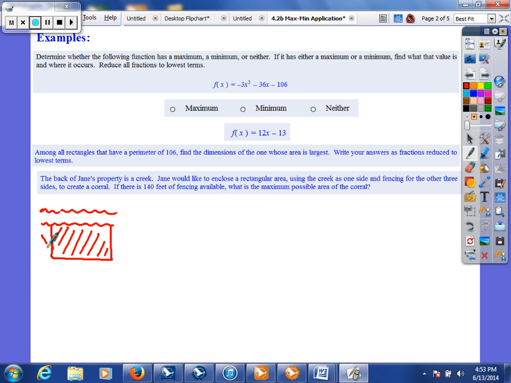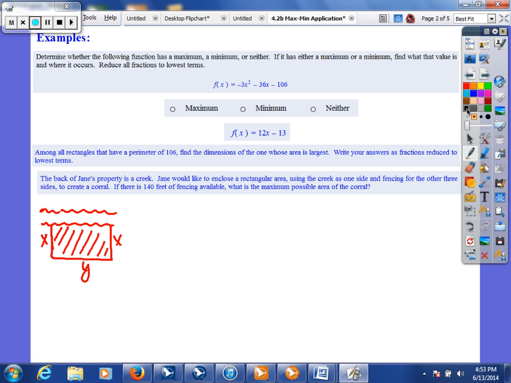So again, I labeled this x, I'll label this y, and this is an x. But we don't have a y over here because she didn't have to use any fencing. She's saving money, and that's a smart thing. Then it says if there is 140 feet of fencing available. So let's say she had 140 feet of fencing just laying around. She put fencing around her property, and now she has some leftovers, and she wants to do this rectangular thing for her dog or her chickens or whatever it is.